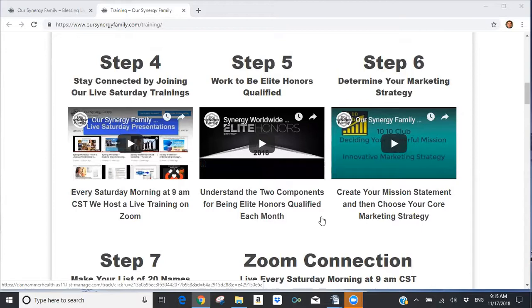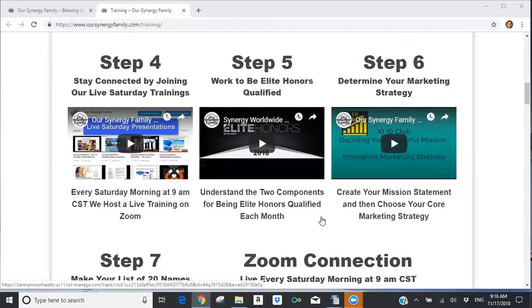Doesn't mean that every month they will be Elite Honors, because there's 2 components to it. It's having 600 CV of volume on their Tracking Center 1, and personally sponsoring a new distributor in that month. So for example, if I go back to Dan Garoy, who I talked about earlier, Dan's already at 400 CV of volume on his Tracking Center 1, and we're at the 17th of the month for the month of November.